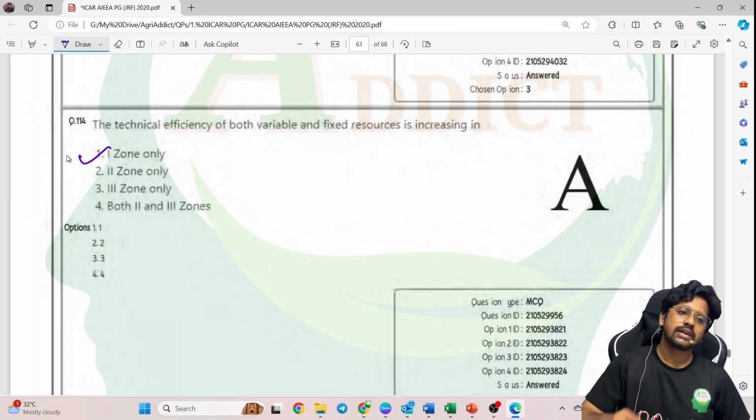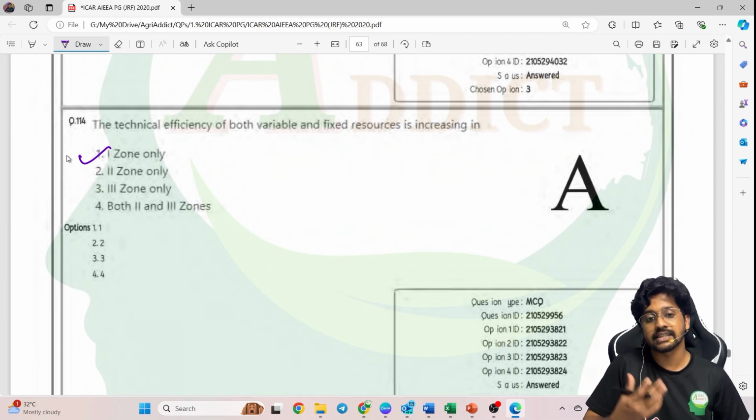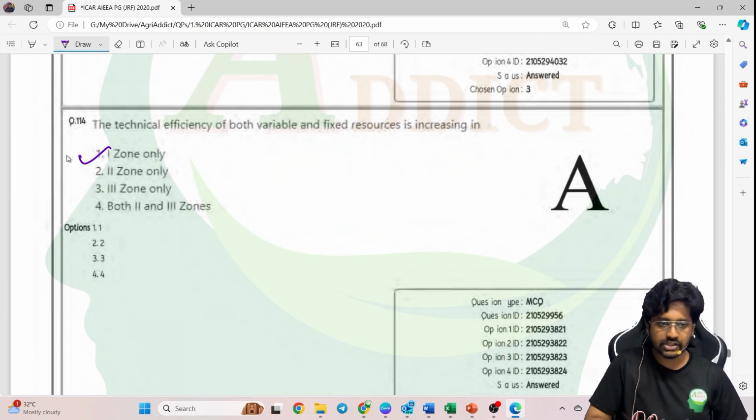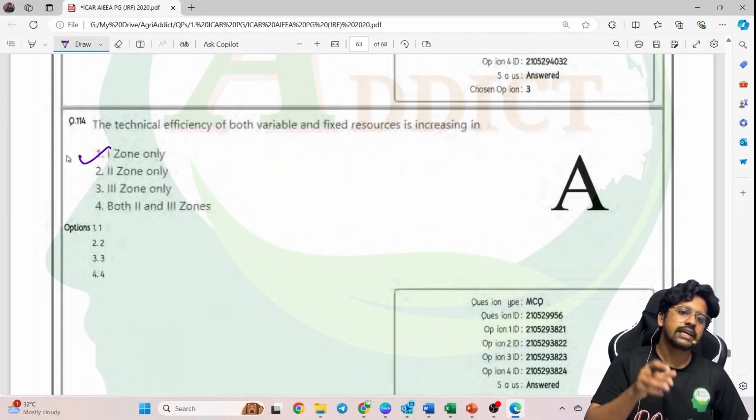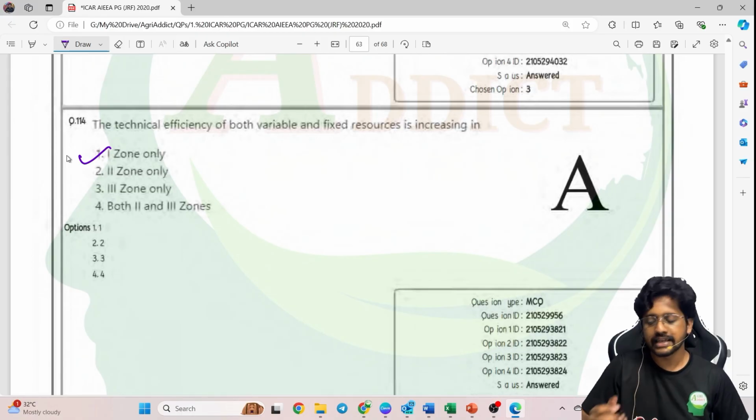So therefore, the only zone where the technical efficiency of both variable as well as the fixed factors is increasing is zone 1, the first one. Even though it is an irrational zone, here the efficiency of both types of variables is increasing.